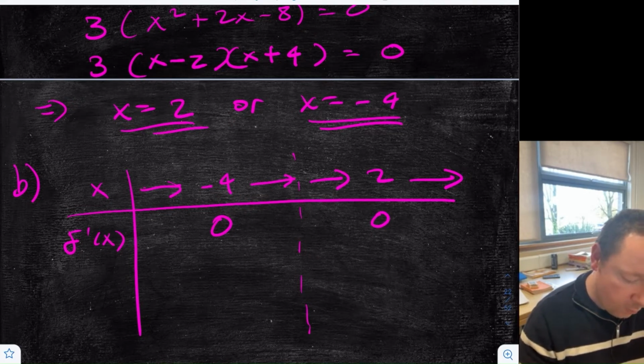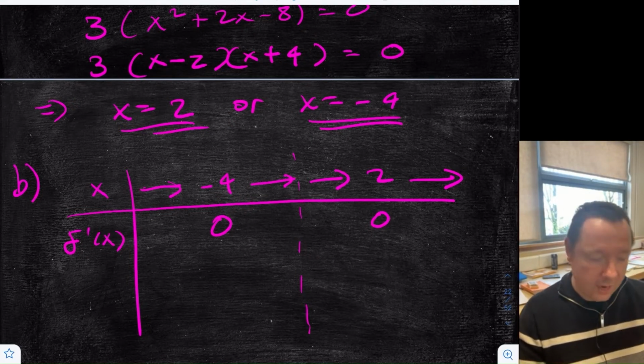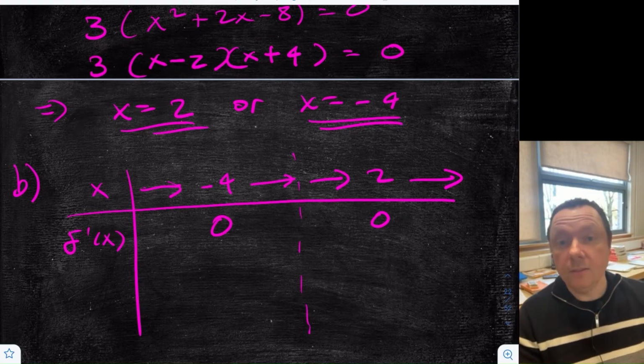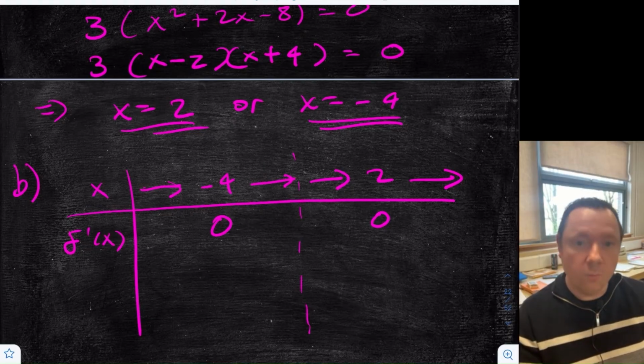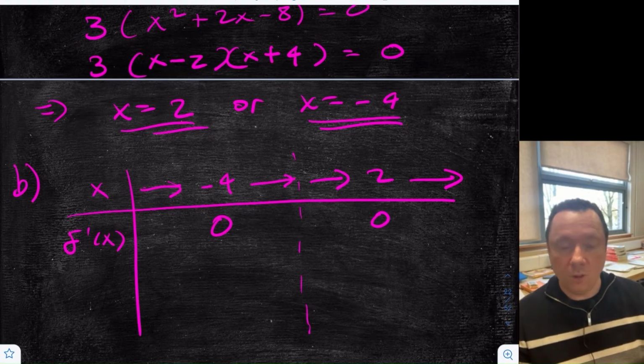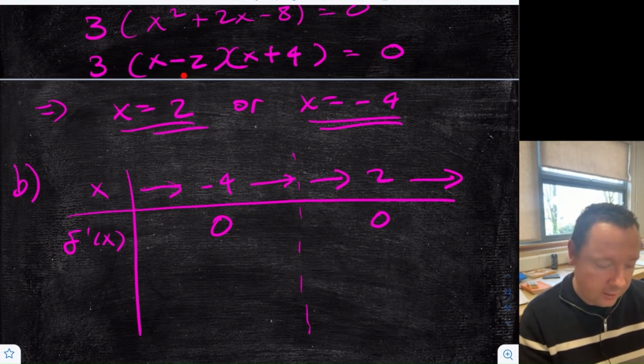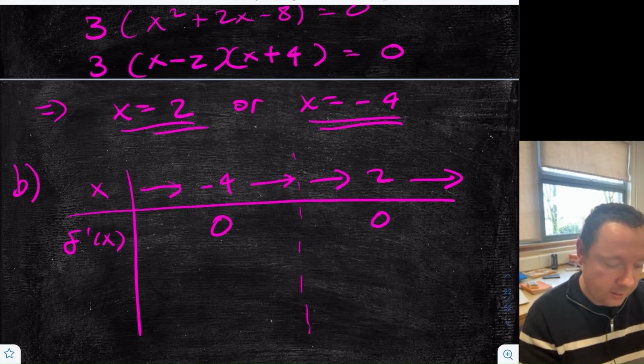So pick a number before minus 4, it's minus 5. And it's always easy to substitute into the factorised form to work this out, but you can just do this in your head or do the work on a bit of paper. I'll do it in my head. So we've got minus 5 minus 2, which is negative, minus 5 plus 4, which is negative. A negative times a negative is a plus, so that's positive.